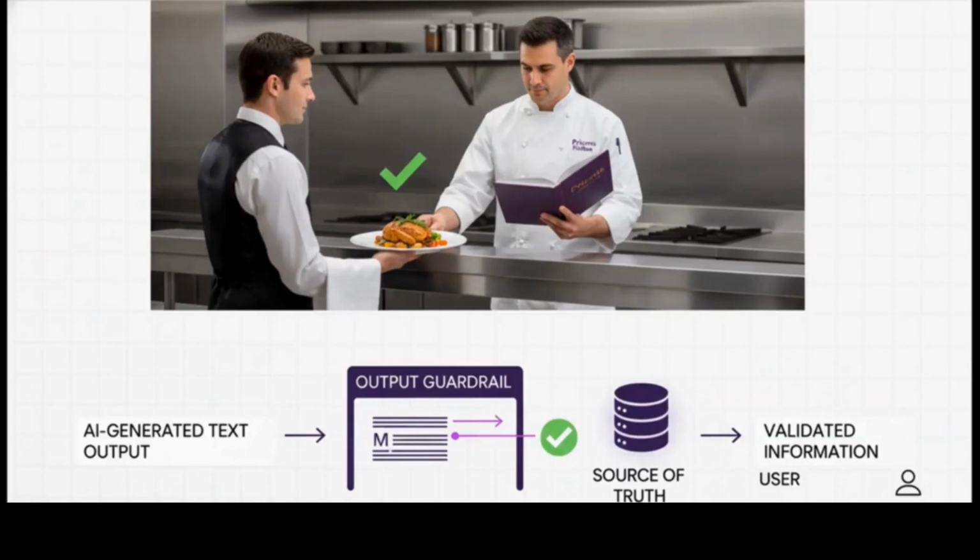To stop this, we need a really strong output guardrail. Its whole job is what we call grounding. Think of this as the head chef who double-checks every single finished dish against the official recipe book before it goes out to a customer. This guardrail makes sure the AI's response is validated against a verified source of truth, which keeps it from just making stuff up.